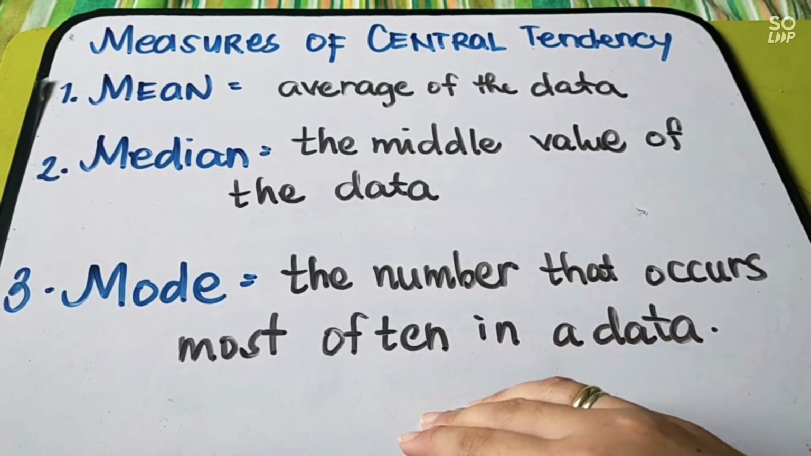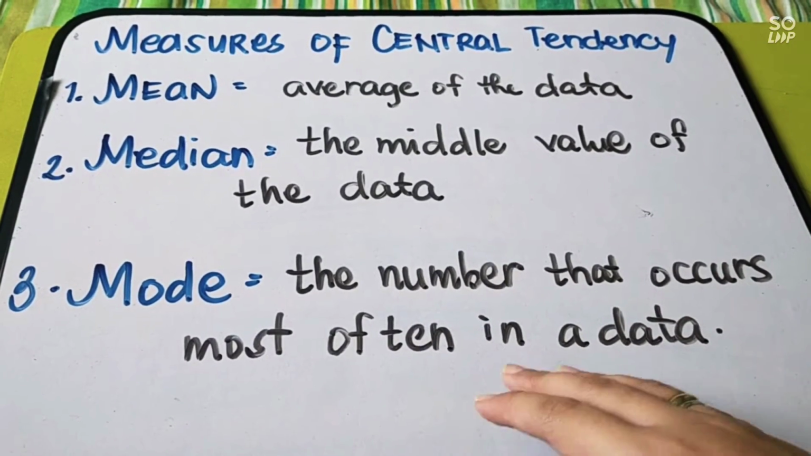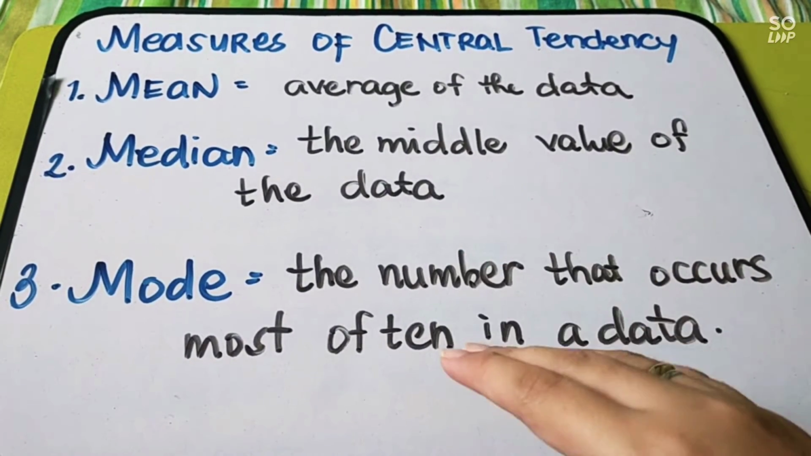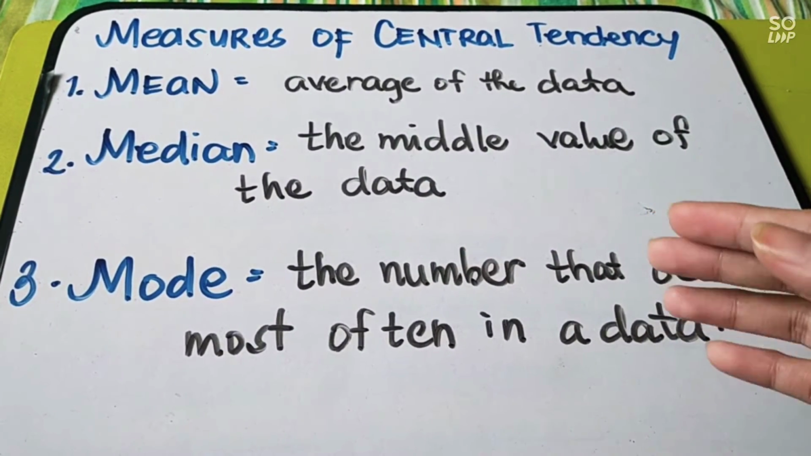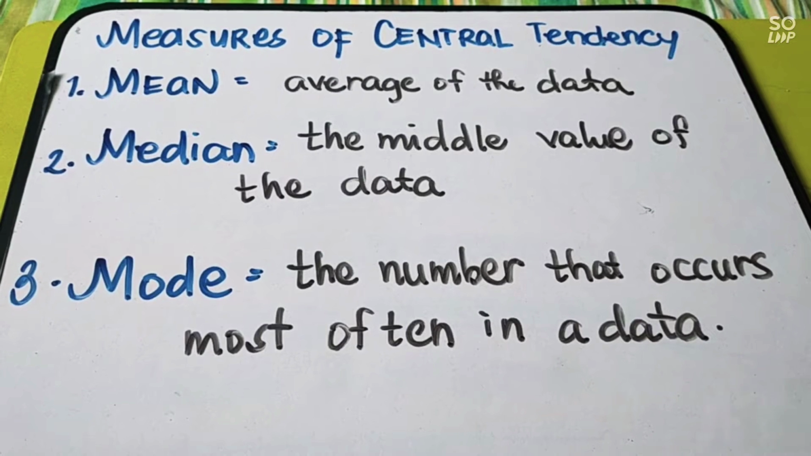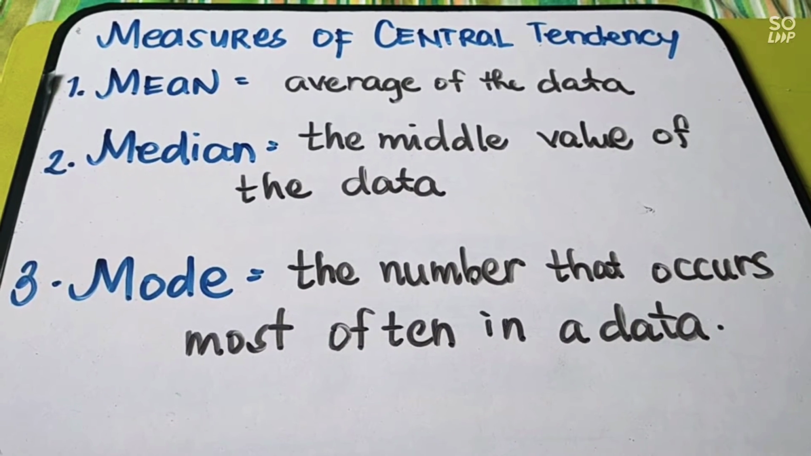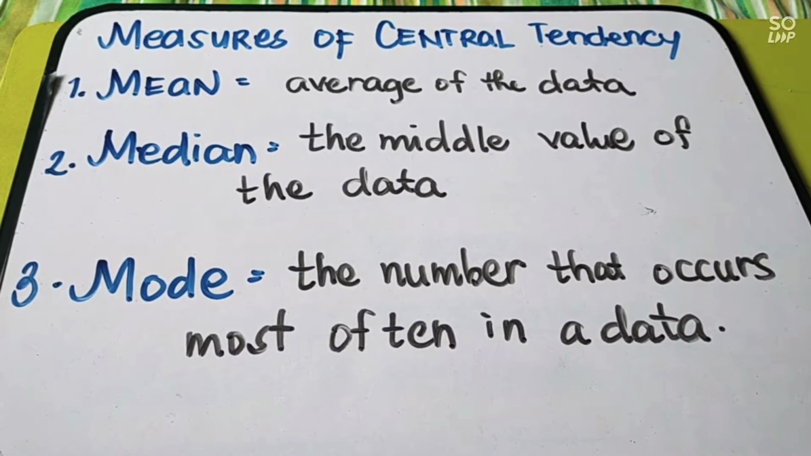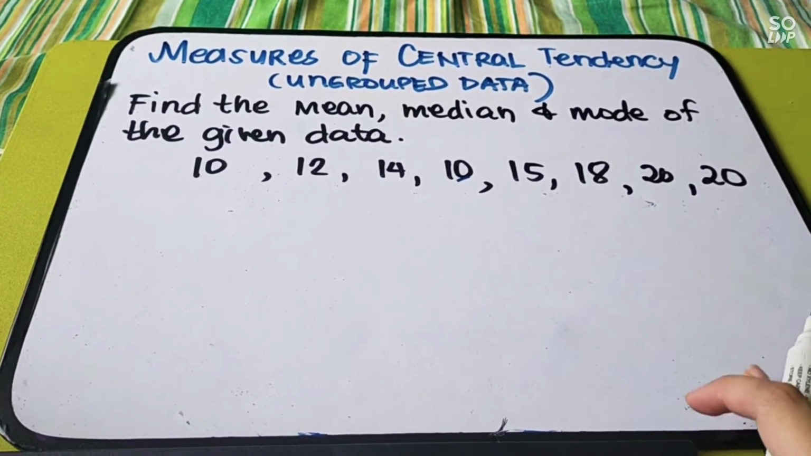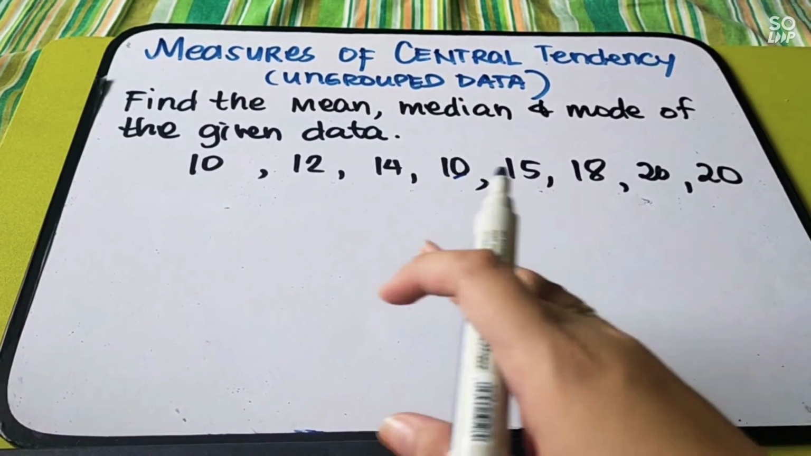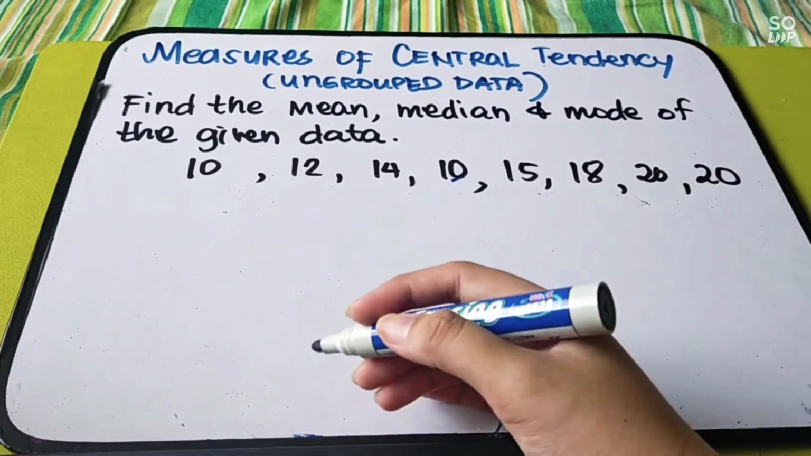Next, for mode. It is the number that occurs most often in a data. When you say mode, it is the number that appears and repeats the most in your data. So, that is measures of central tendency. Now, let us have an example. Find the mean, median, and mode of the given data. We have 10, 12, 14, 10, 15, 18, 20, and 20.